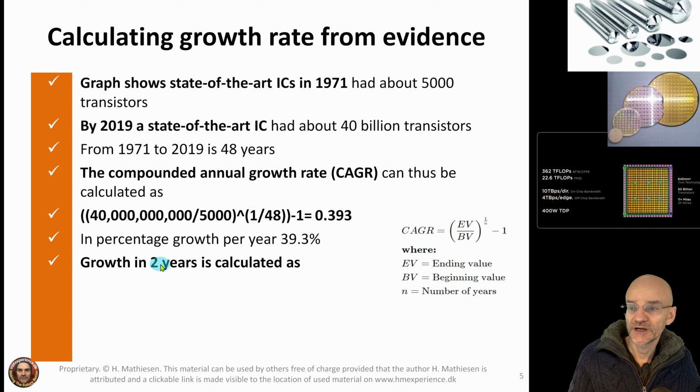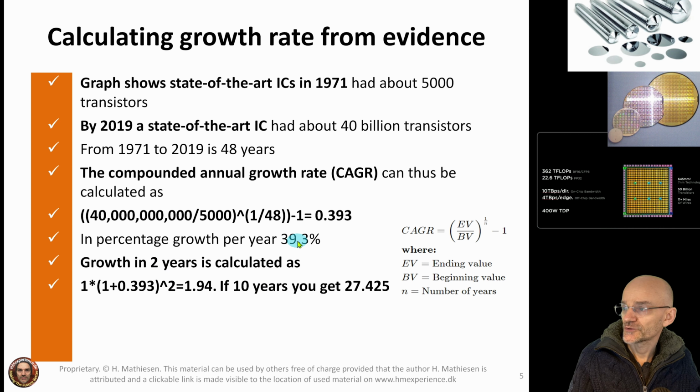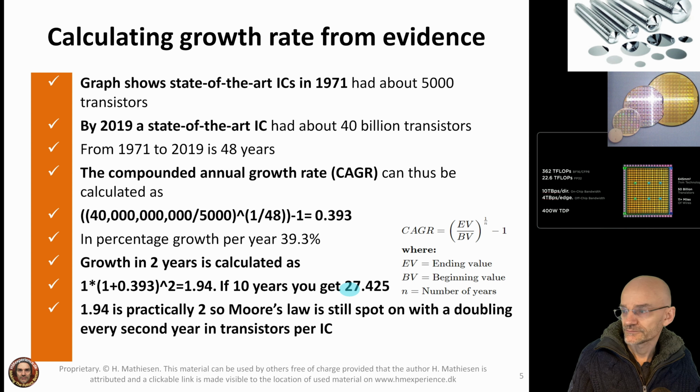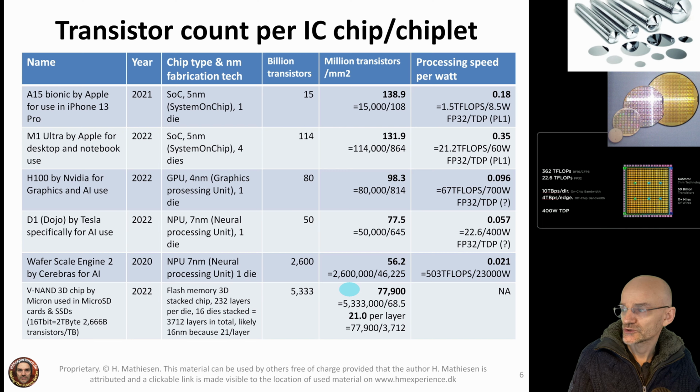Okay, Gordon is talking about doubling the transistor count every second year. So let's see if that fits. If we take these 40% and calculate the 2-year growth, we can see it's 1.94. So that's almost exactly 2, as Gordon has predicted. It's almost a doubling every 2 years. And if you use this formula for 10 years, you would see that it would have almost 30 times more in 10 years. So we have a practically spot-on match with Moore's law.